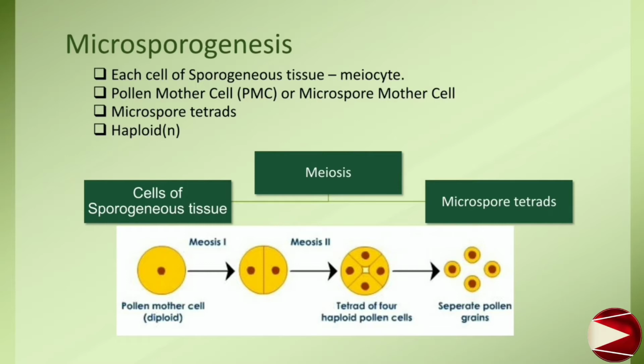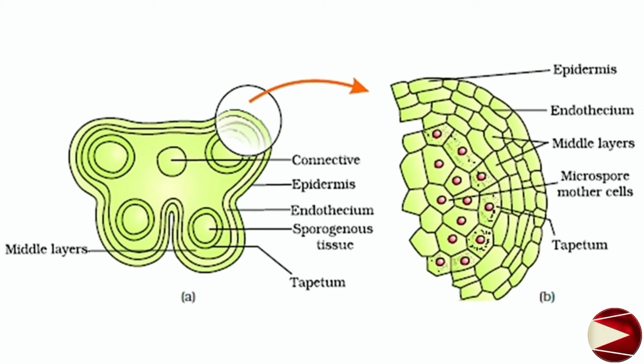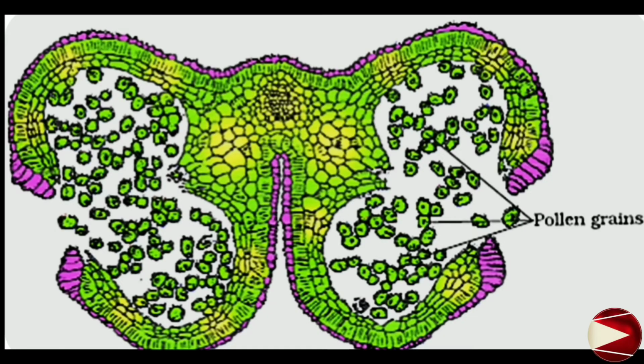As the anther develops, the cells of the sporogenous tissue undergo meiotic division to form microspore tetrads. Here the cells of microspore tetrads are haploid, as only one set of chromosomes is present. This whole process is called microsporogenesis. In fact, the meaning of the word microsporogenesis is formation of microspores. Genesis means formation. This is the TS of anther before maturation, and this is the TS of anther after it matures and dehydrates. Each microspore formed from PMC develops into a pollen grain.